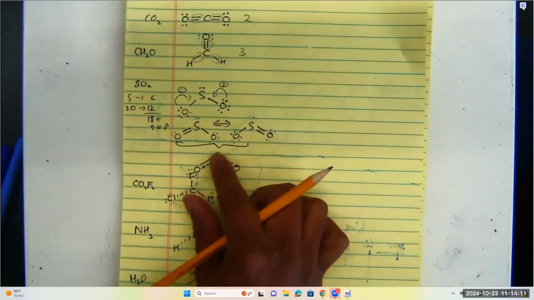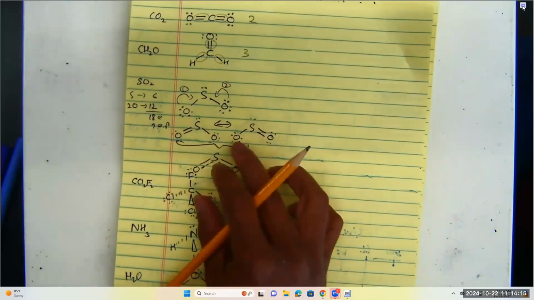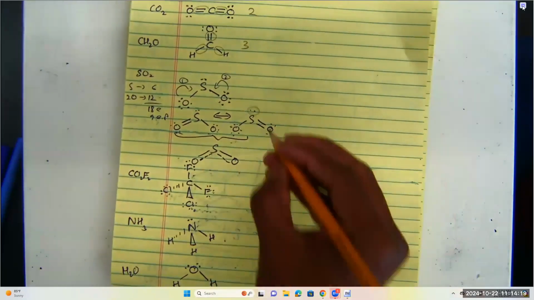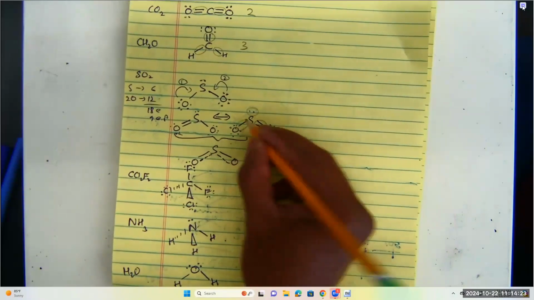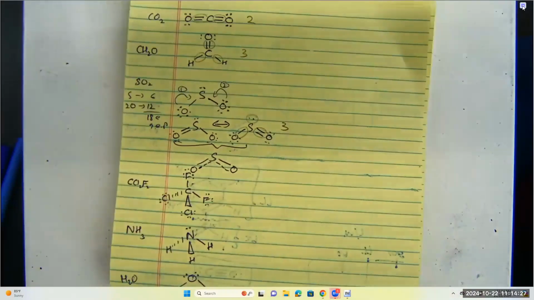In SO2, I'm going to pick one of these Lewis structures here. We have a lone pair, which is an electron domain. We have a double bond, an electron domain. We have another single bond over here, an electron domain. Therefore, we have three electron domains.